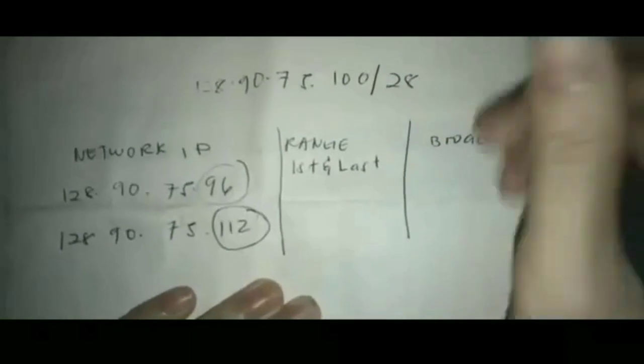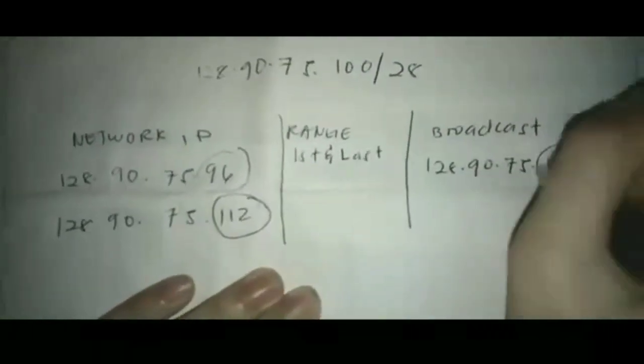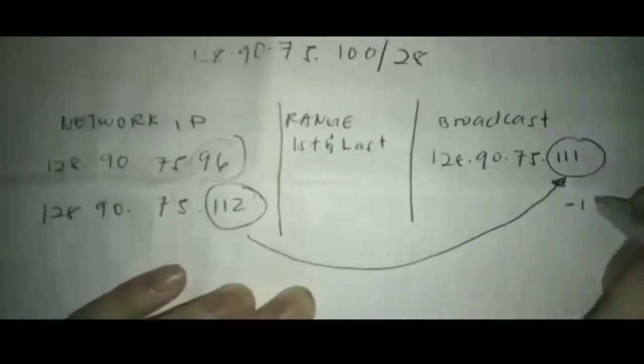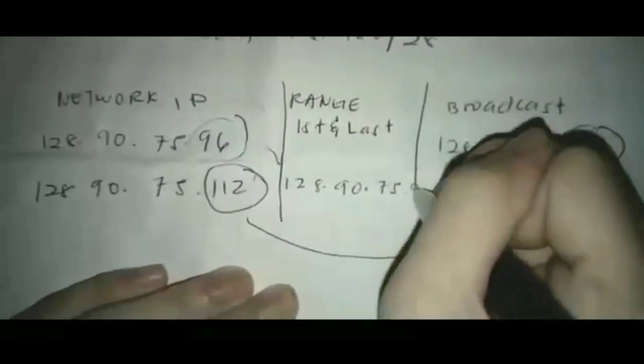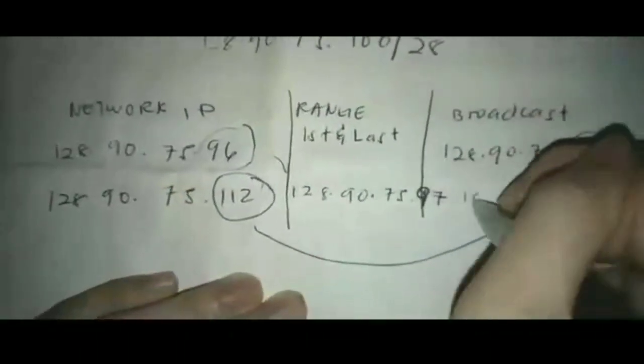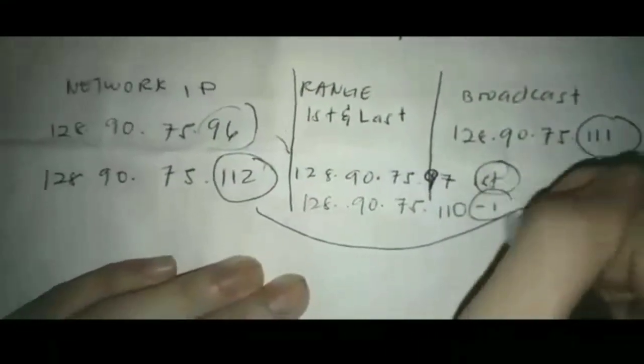So let us put our first and last IP address. Our first IP address is 128.90.75.96. And the last IP address is 128.90.75.112. Let's find range and broadcast. We have to find first the broadcast, and it became 128.90.75.111. Just minus 1 from the last IP address. And to get the range, just add 1 in the first range and minus 1 in the last range.